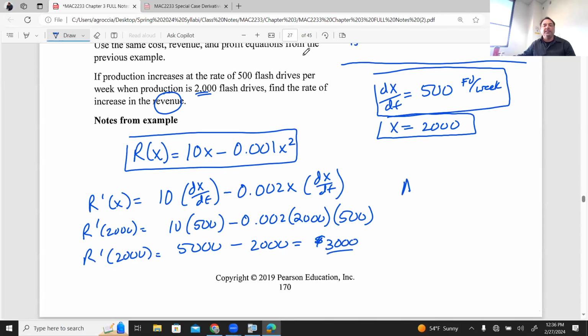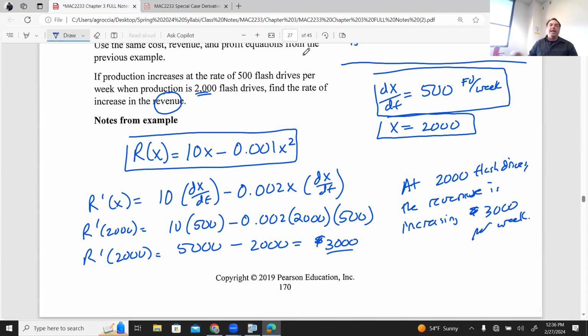So in a sentence, at 2,000 flash drives, the revenue is increasing $3,000 per week. Okay, at 2,000 flash drives, the revenue is increasing $3,000 per week.